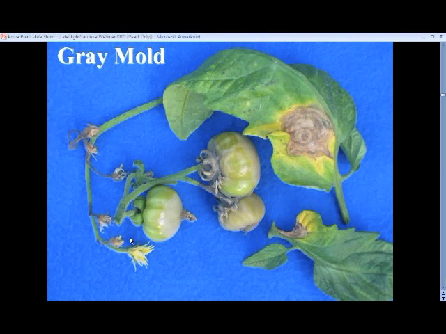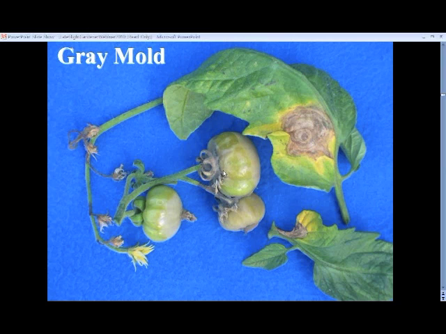Gray mold, another common one confused for late blight. I'd say this is number 2 on the list of samples that have come in to me. You can get big lesions with a gray mold that kind of look like late blight. A little bit of a concentric look to them, more of a yellow bordering, not the same kind of bordering that we saw with late blight. And you typically will see symptoms elsewhere on the plant.